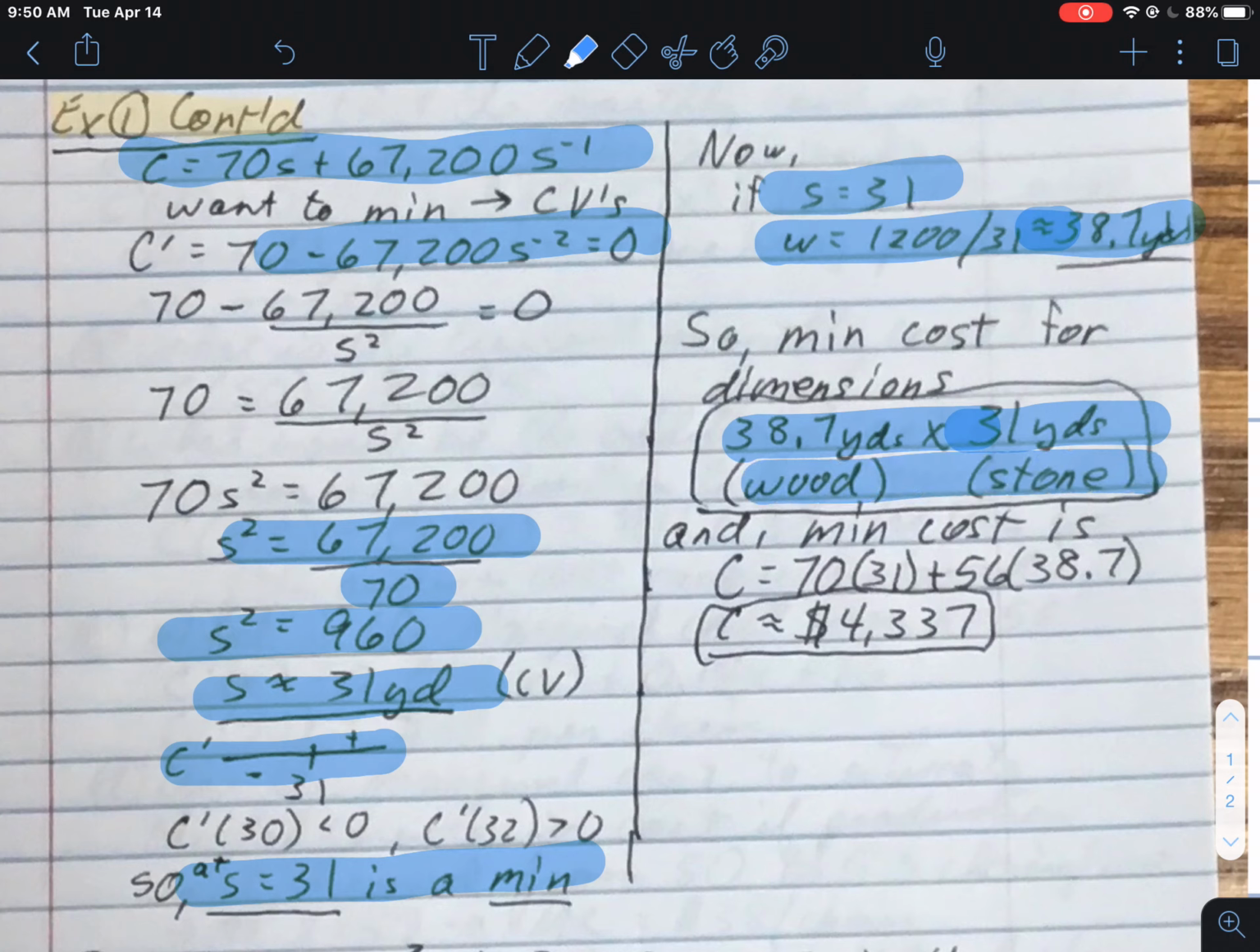I'll just plug that back into my cost function, right? So once we find the value for S and W, we'll just plug that back into our cost function, and we get a total cost of approximately $4,337 to enclose our garden with the 2 stone wall sides and the 2 sides of wood fencing. But that is a typical optimization problem, right?